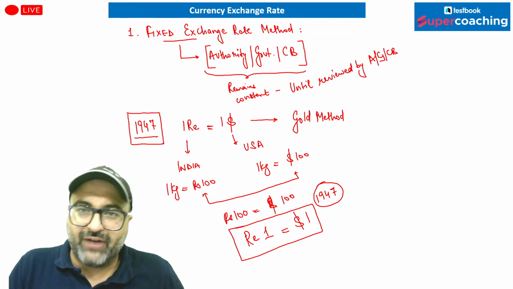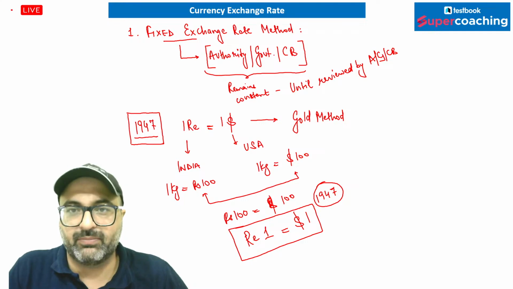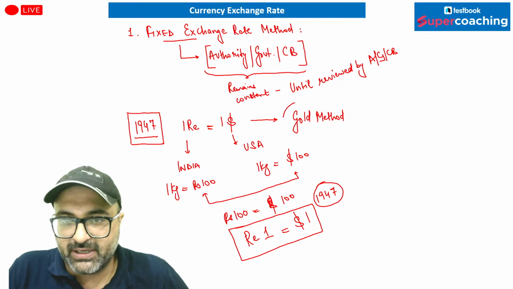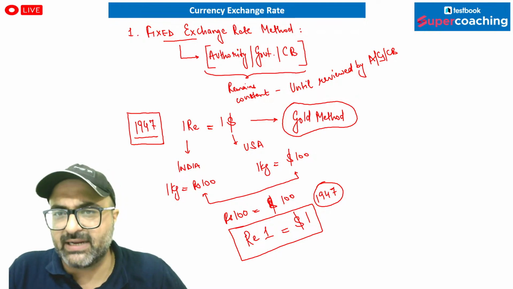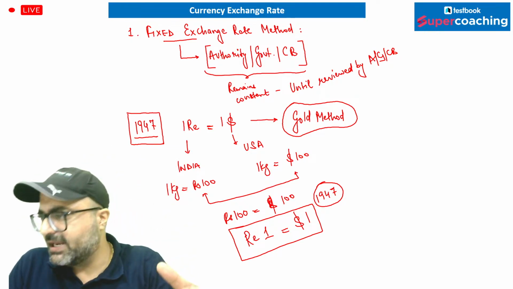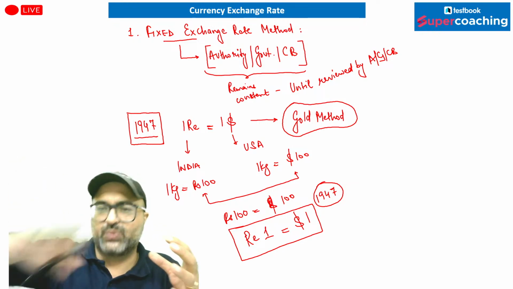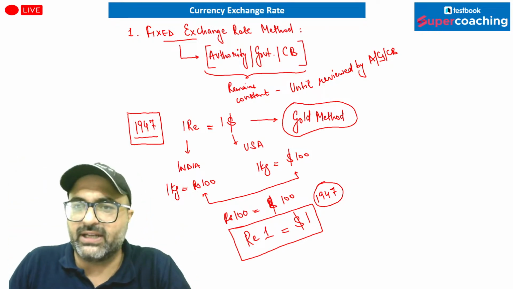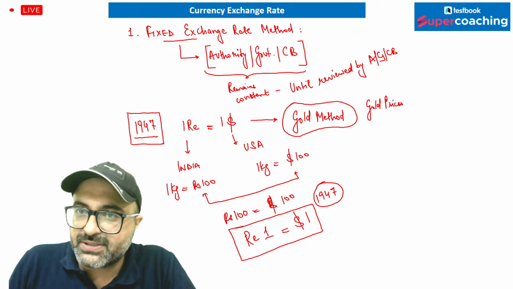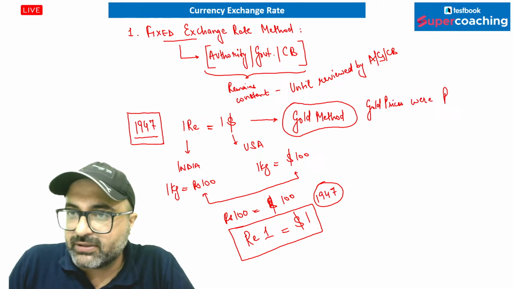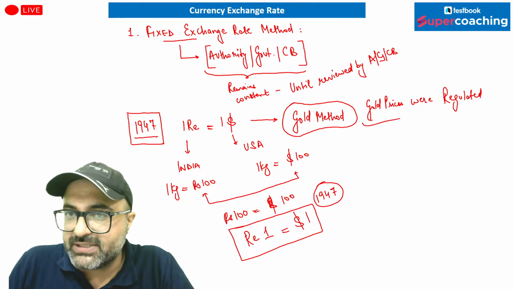Now, why am I saying that this is decided by authority? Because nowadays, gold prices are decided on the global market scenario. If the gold price increases in the global market, the same impact is witnessed in India as well. But earlier, gold prices were regulated. Regulated means decided by the government.